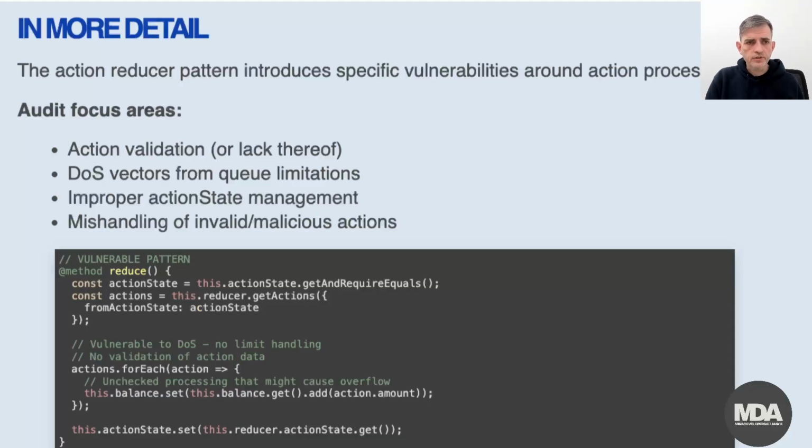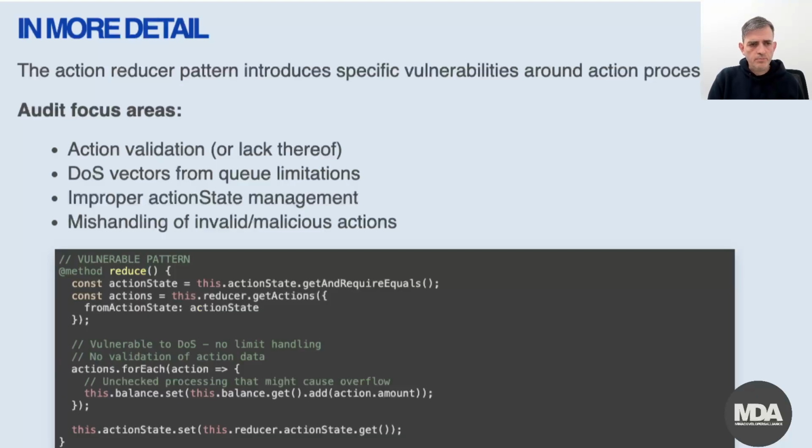So to dig into this a little further, we have the action reducer pattern, but we have to be careful about vulnerabilities when we're using it. So we have to make sure that actions are validated. We have to be checking for denial of service attacks caused by limitations from the queue. Also, when we're managing the action state, that has to be done properly. And we have to be careful about potentially malicious actions or actions that are invalid.